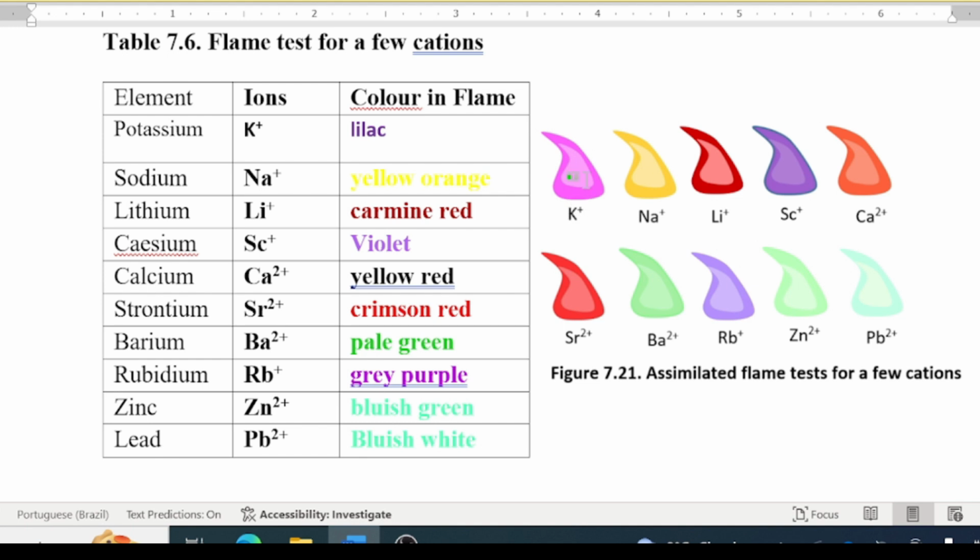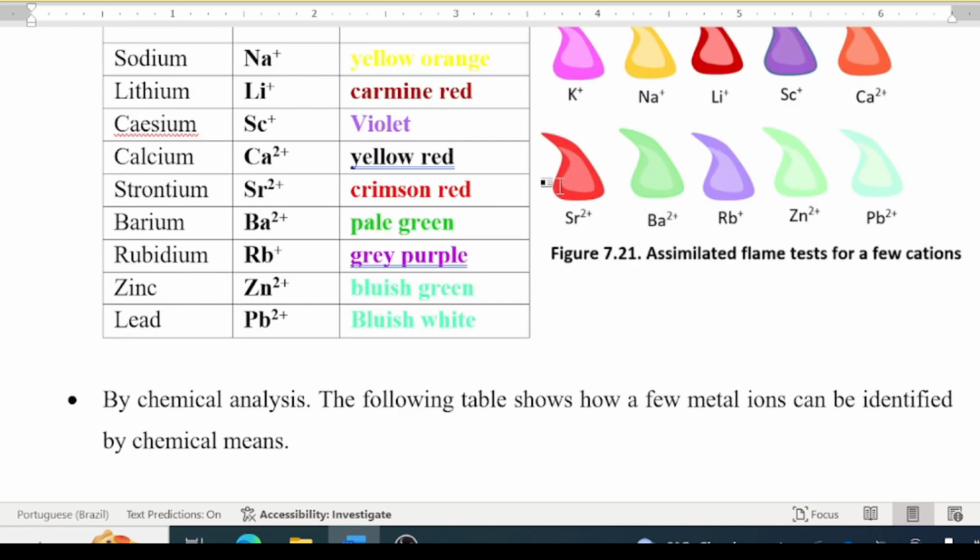You can see potassium here is lilac, sodium is yellow-orange, lithium is carmine red, cesium is violet, calcium is yellow-red, strontium is crimson red, barium is pale green, rubidium is purple, zinc is bluish green, and lead is bluish white.